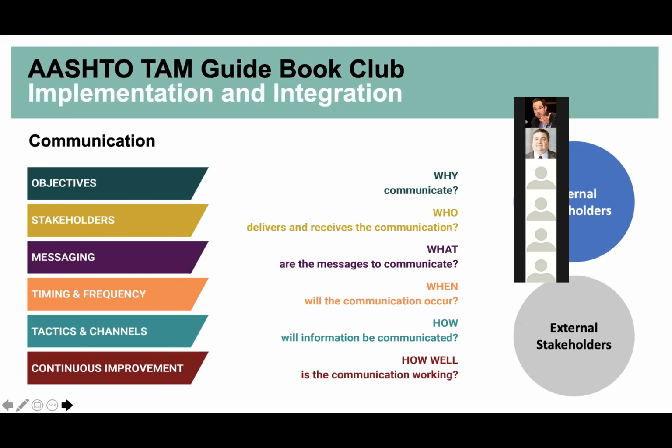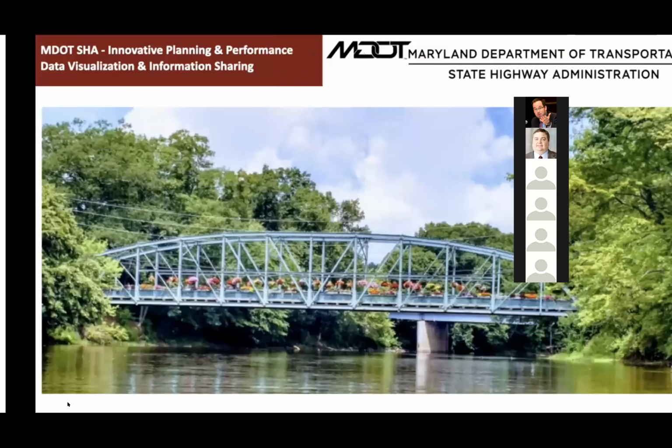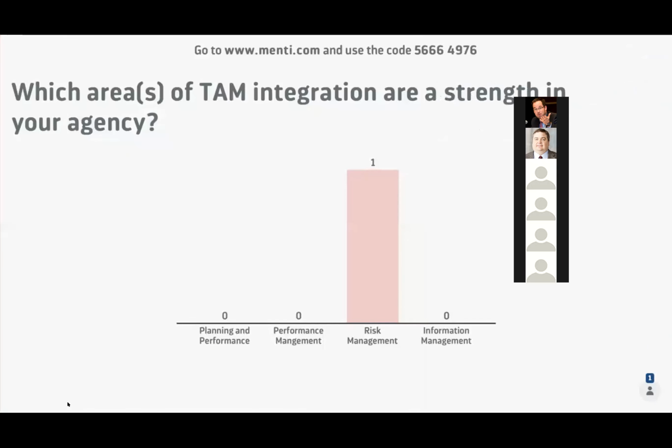Right, so that's a bit of an introduction. And we're going to dive into some of these elements a little bit further. And we're going to start off by doing a Menti poll. And we've got a number of questions here. So if everybody could start off by going to menti.com and using the code that's on the screen there to start that process. The first question is about areas of TAM integration and which of those are a strength within your agency or an agency that you know well.